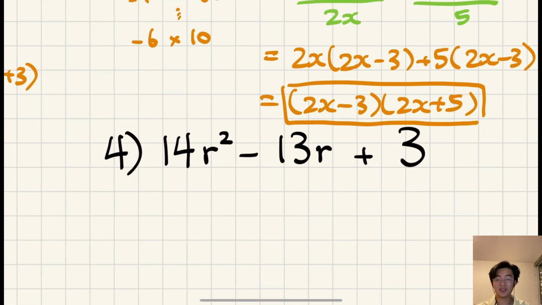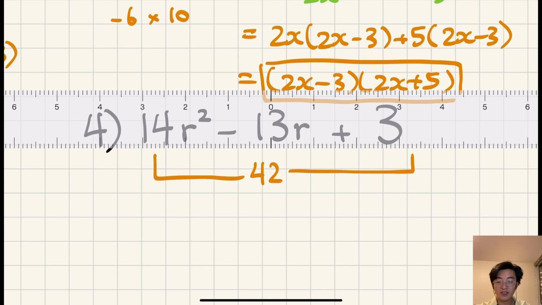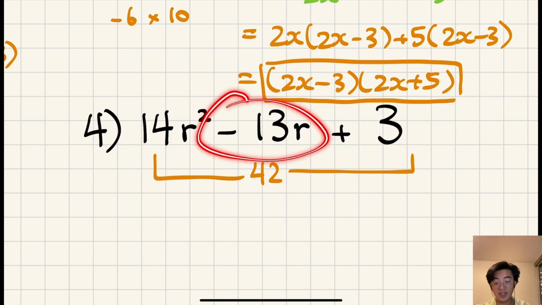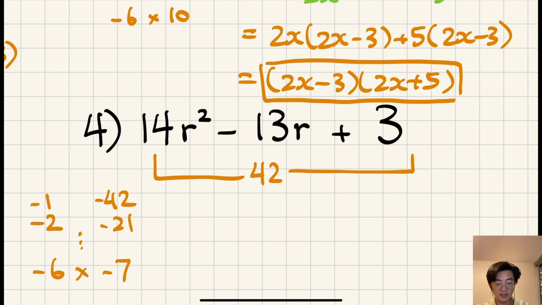Okay, last up, 14 times 3. You might have noticed here that we could just do 1 times 42, 2 times 21, etc. But we notice that our sum right here needs to be negative, which means that instead of positive 1 and 42, it's probably going to be negative 1 times negative 42, because they still multiply to 42, except when you add them up, you get a negative number. So again, you just go down the factors of 42 until we reach negative 6 times negative 7. When we add them up, we get negative 13.